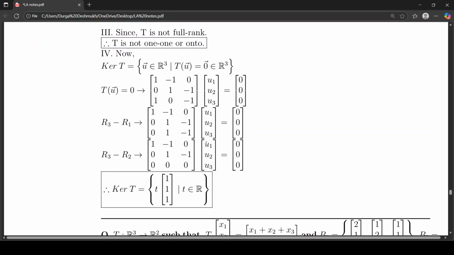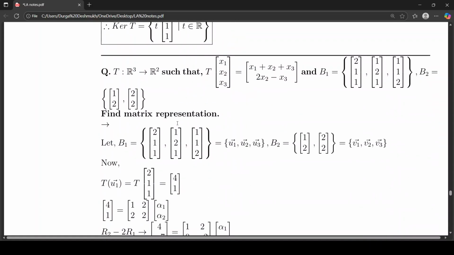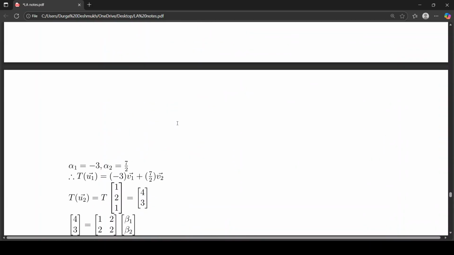And the kernel is the same. We need those elements from the first vector space whose images are the zero element in the second vector space. This is another one similar to the one above.